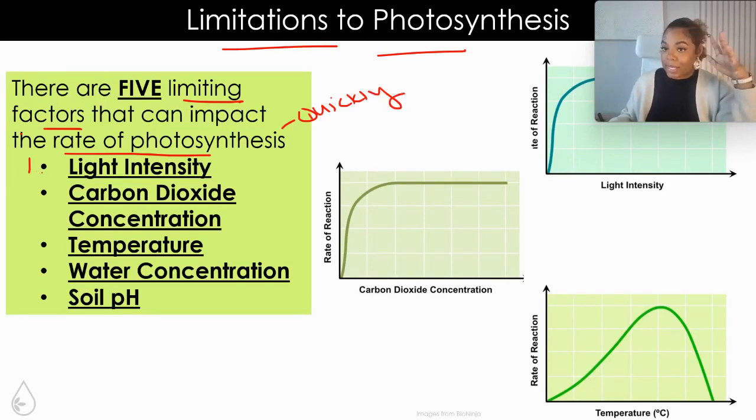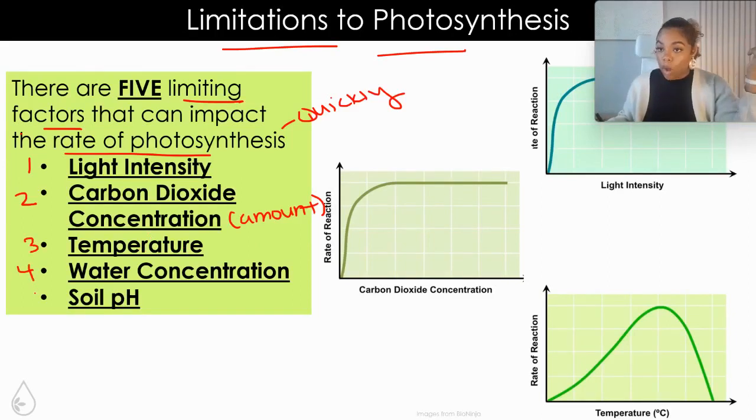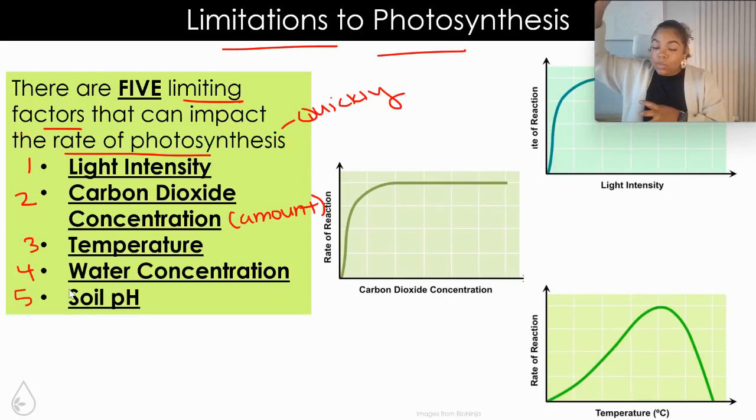The first is light intensity. How much light, how little light can impact how quickly photosynthesis can happen. The second is carbon dioxide concentration, and concentration just means amount. So the amount of carbon dioxide, because it is a reactant, can determine how quickly photosynthesis happens. The third is temperature. Then you have water concentration, and then you have soil pH. Again, all of these things are limiting factors. If you add too much or too little, it's going to impact photosynthesis and the rate, the quickness at which it does happen.